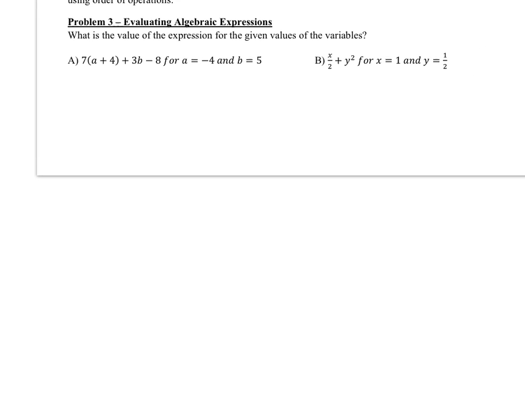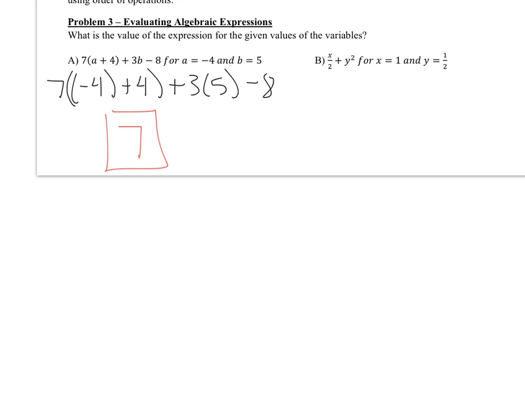Evaluating. So really all you're doing with this evaluating is you're plugging the numbers in. So I'm going to do 7. If you have a graphing calculator, make sure you put that -4 because it shows a -4. So I'm going to have another parentheses, plus 4, plus 3, and then my B would be 5, and then subtract 8. You can plug this exactly how it is in your calculator. One thing you might notice is that -4 plus 4 will give you 0. 0 times anything is going to give you 0. And then plus 15, subtract 8, so that would give you 7. Again, you can use a graphing calculator if you wanted to do that. And then try B by yourself.